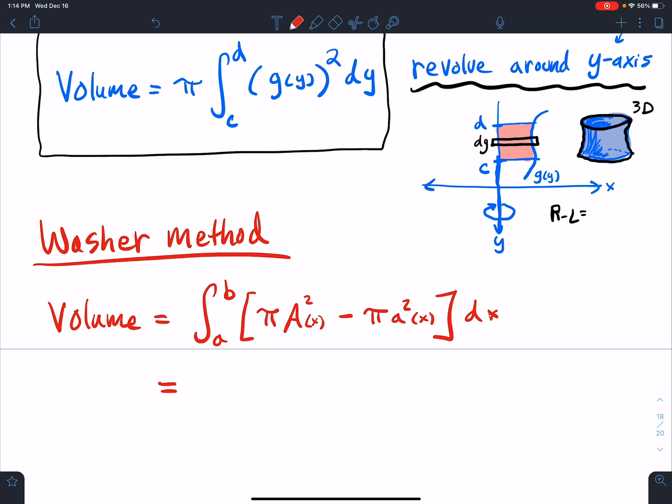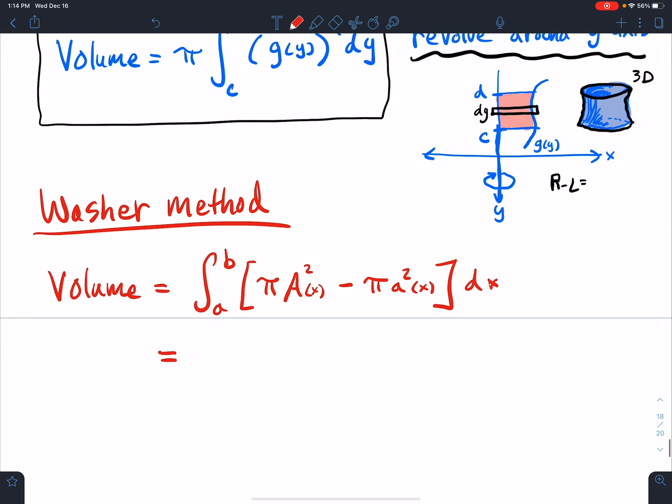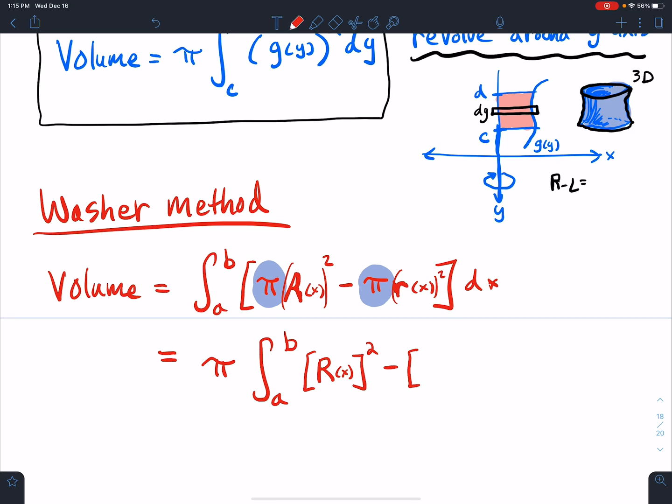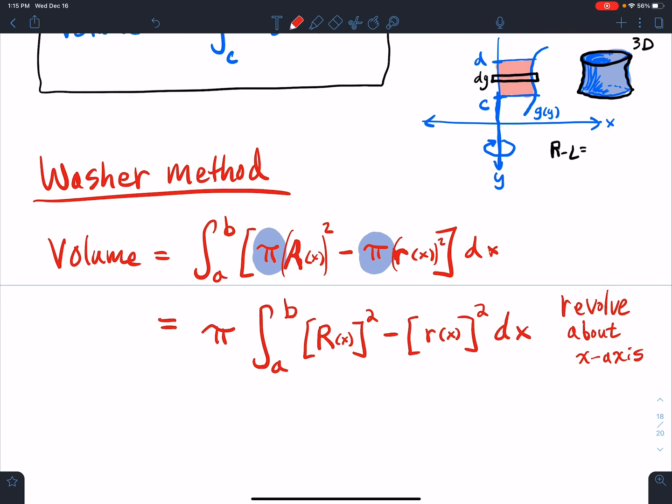So that area, that r, I'm sorry, that's a capital R and a lowercase r, right? So let me rewrite this in the same form that I did above, okay? Squared here and then squared here. So this pi can factor out of both. And so I have pi factored out, A to B of the big radius squared minus the little radius squared dx. Now this is for revolving about the x-axis.